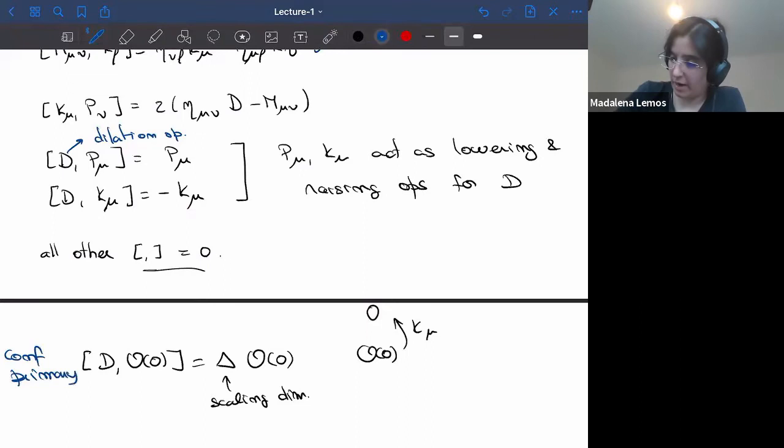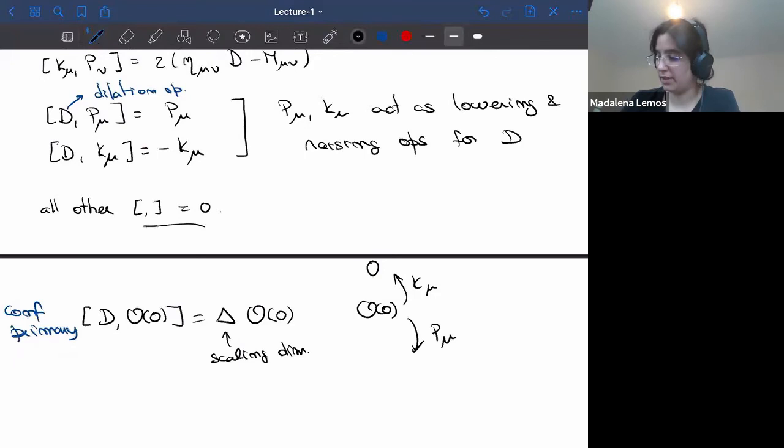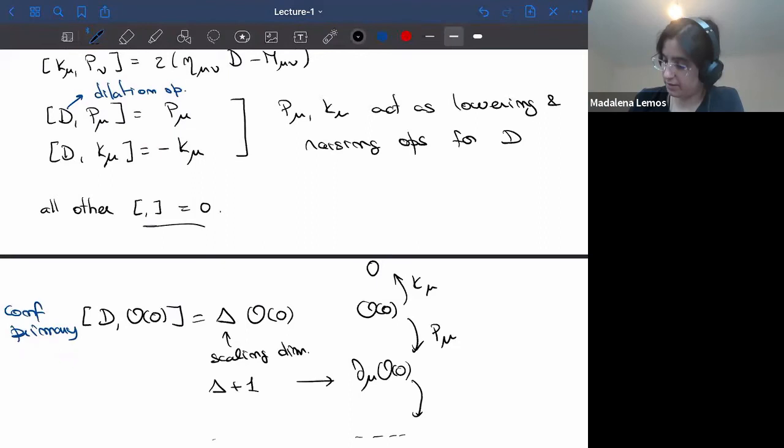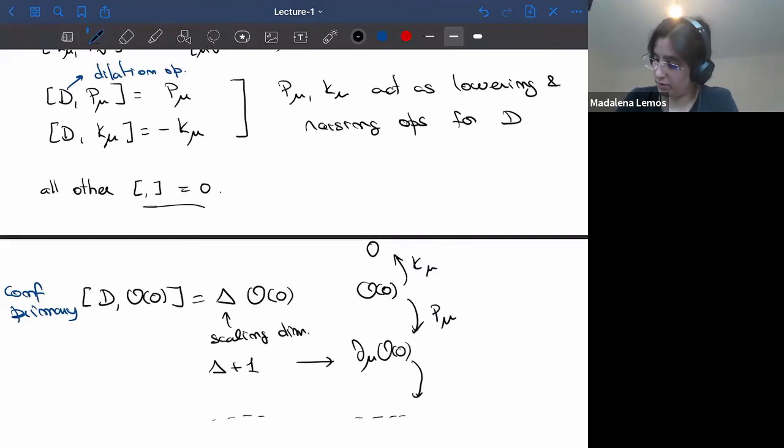So at some point, K_mu must kill it, and this is what is called a conformal primary. And I build my whole representation by acting with momenta, by acting with the translations P_mu. So this becomes del_mu O, and so on. And this increases the dimension. So this guy has dimension delta plus one, and so on. This is what I, as a physicist, would call a lowest weight state. So I have a lowest weight state of my conformal algebra, and then I build the whole representation by acting with momenta.